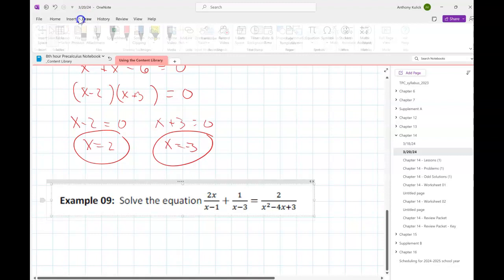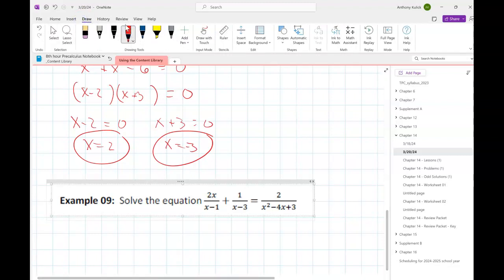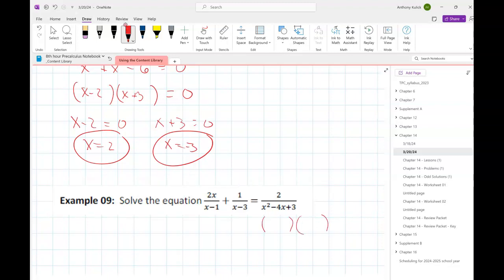Let's look at this one. Ooh, what do you notice that's different about this one than the previous ones we've seen? Multiple denominators. Specifically, look at that last denominator. What do you notice about that one? It's quadratic, so what might we want to do first? Factor it. How does x squared minus 4x plus 3 factor? Good. X minus 1, x minus 3.